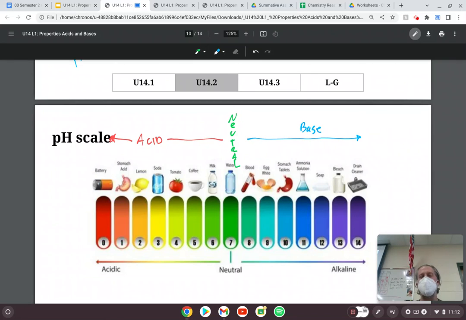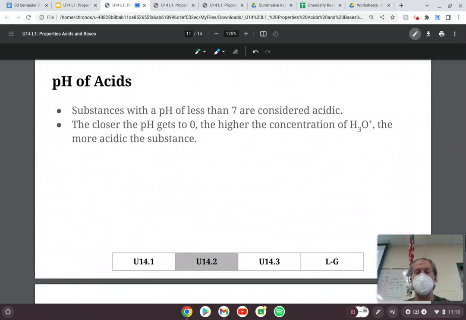Things like battery acid, stomach acid, lemon, sodas, tomatoes, coffee, and milk are considered to be acidic. Things like blood, egg white, stomach tablets like Tums, ammonia solutions like Windex, soap by itself, bleach, and Drano are considered to be basic. And the further away they are from 7, the more acidic or basic they are. Substances with a pH of less than 7 are acidic, and the closer they get to 0, the higher the concentration of H3O+ they have.